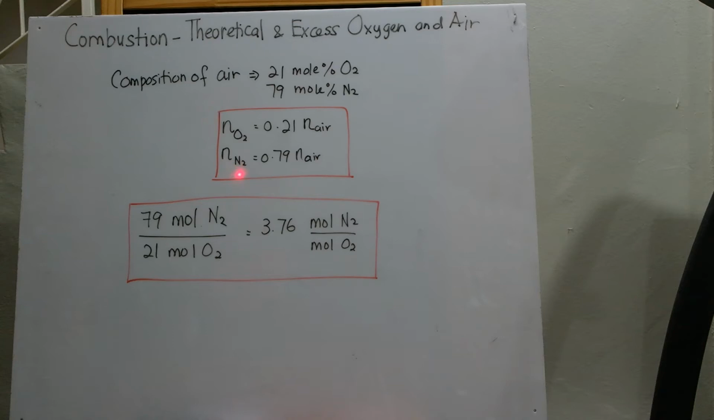Sometimes you may encounter questions using this information: 3.76 mole N2 per mole O2. This comes from 79 mole N2 divided by 21 mole of O2, which gives 3.76 mole N2 per mole O2. If you look into the textbook, sometimes you will encounter this and probably not know where the number comes from. It actually comes from this relationship.